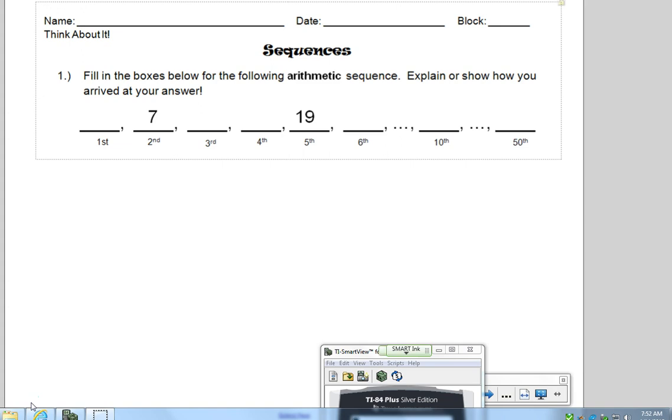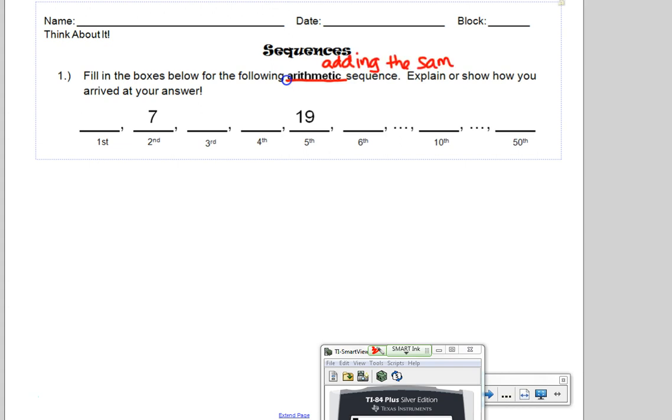All right, well, first they have to tell you what type of sequence it is. Otherwise, it would be kind of impossible. So they're telling you on this problem that it's an arithmetic sequence. And you know that arithmetic means that you're adding the same number. So basically, if we can figure out what the number that we're adding is, then we can figure out all the other terms that we need. All right, so how would we do this?